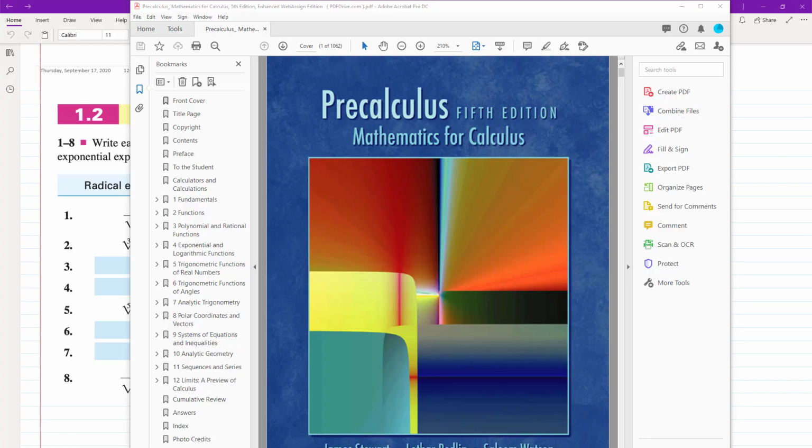We are now officially on Precalculus 5th edition, Mathematics for Calculus, section 1.2. So let's go ahead and get into it.